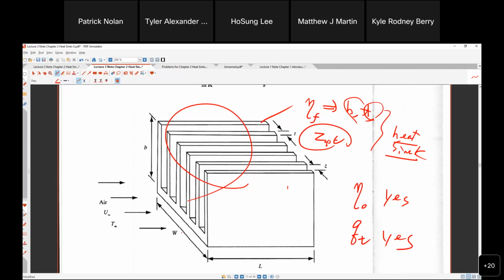But probably you need to look at radial fin optimization. Yes or no? Single fin, radial fin optimization. Yes.